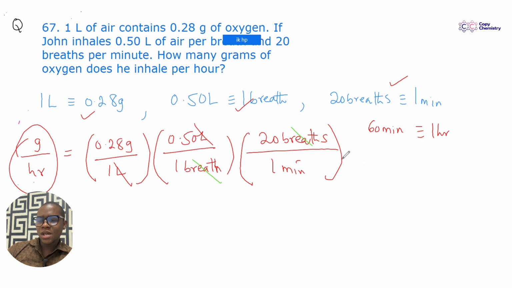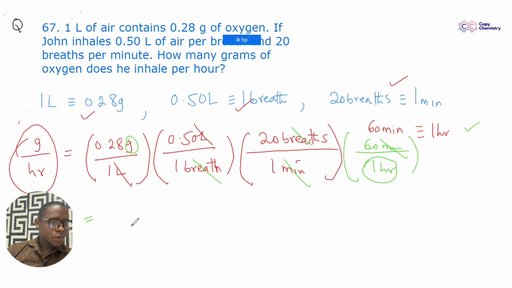Now we have minutes here, and 60 minutes is equivalent to 1 hour, so we'll use this one as well. This is minute here, so we have to put the minute up. So 60 minutes stays like this, and then 1 hour. You see how everything comes out nicely? Grams per hour. So all you have to do is multiply all the numerator values and then multiply all your denominator values and then solve it. You'll have it in grams per hour at the end of the day with all other units cancelled out already.